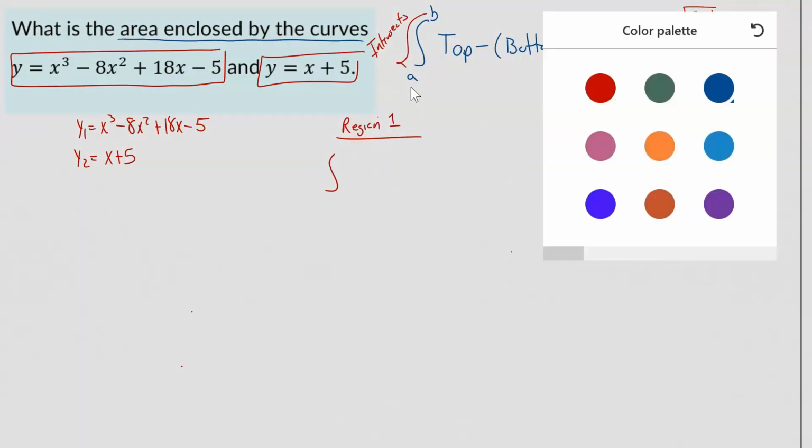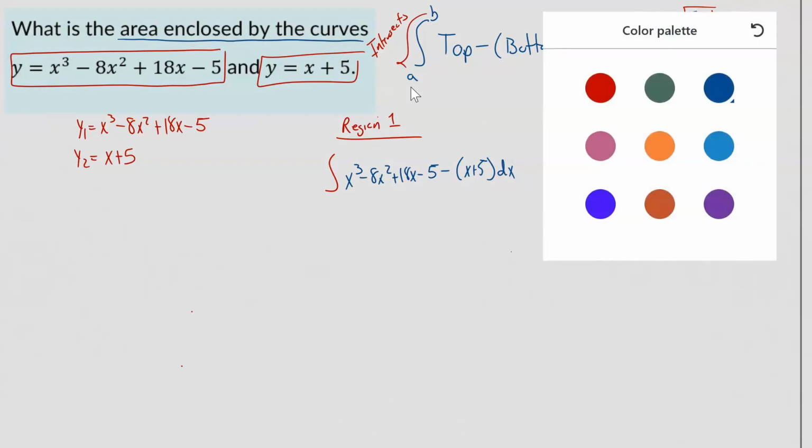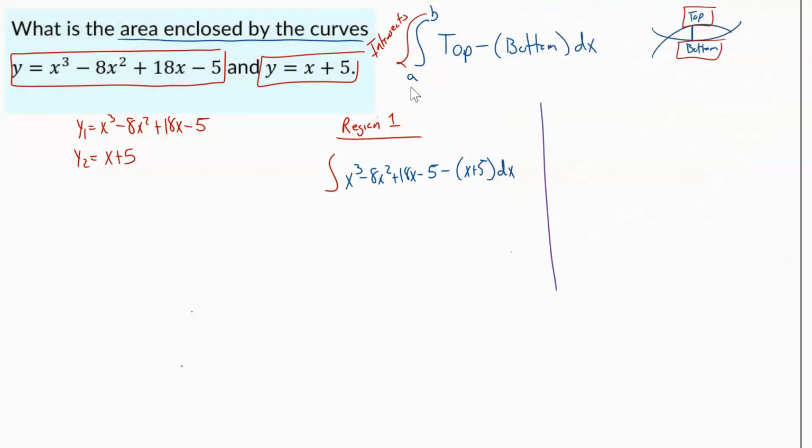So what we've got going on here would be top, x cubed minus 8x squared plus 18x minus 5, and then minus the one that's on bottom, which is x plus 5, dx. So that's region 1. And then we got to come through and do the same thing for the second region.